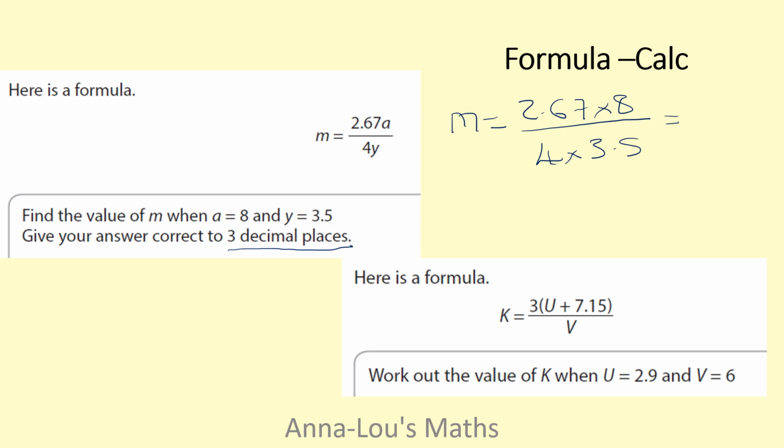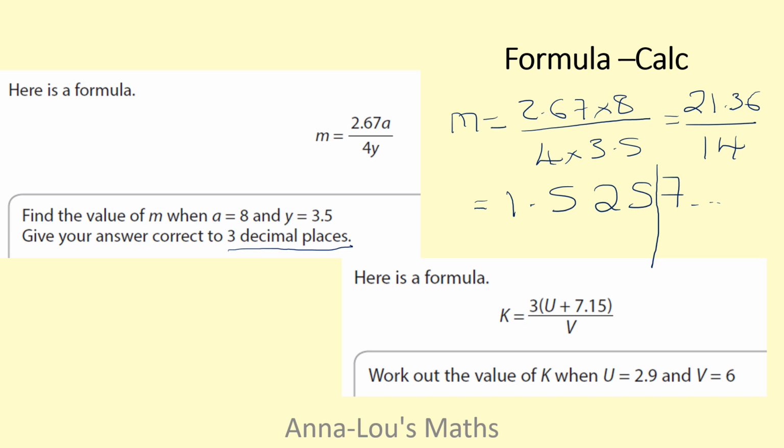So if I solved the top line, I would have ended up with 21.36. Solving the bottom line, I would have got 14. So my calculator would have told me that answer was 1.5257, blah, blah, blah. It wanted it to 3 decimal places, so it wanted 3 numbers after the decimal point.